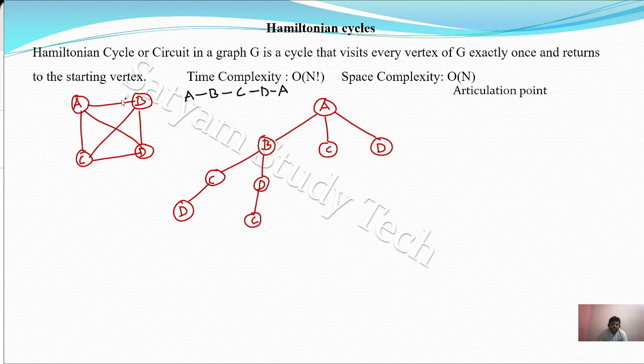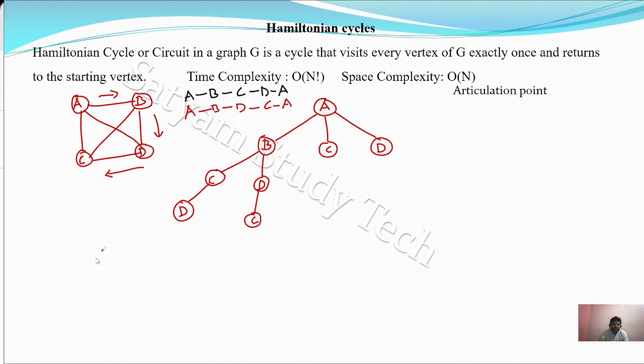Now we can check. Here A to B is there, and B to D is there, and D to C is there, and C to A. So there is an edge. So this is another solution: A to B, B to D, and D to C, and C to A.